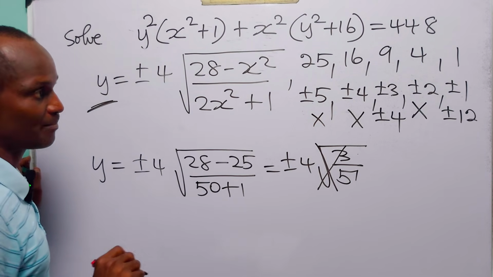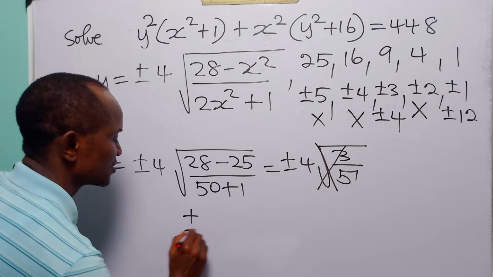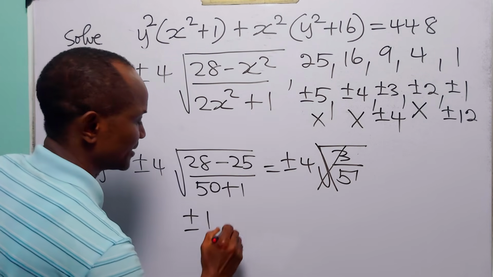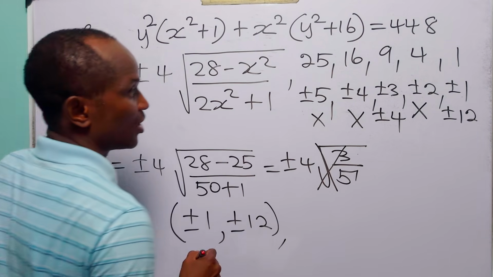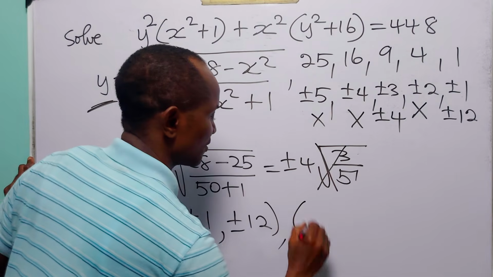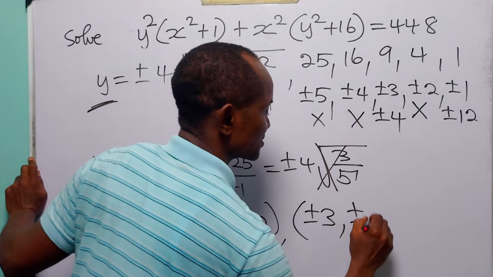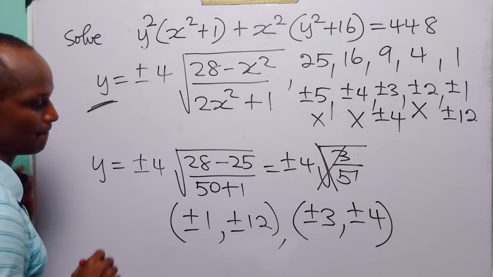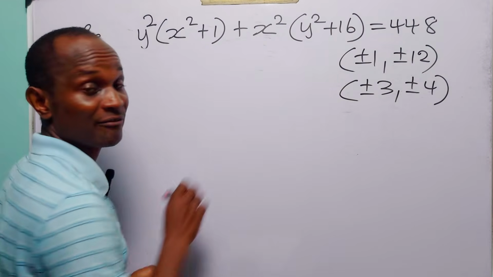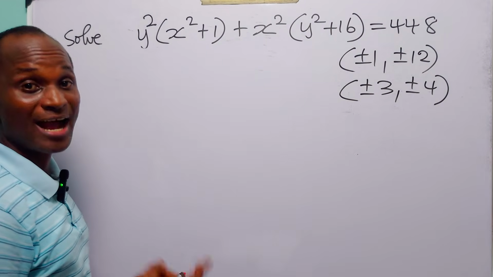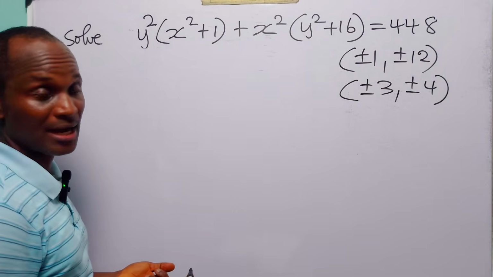So the only two cases that we have are when x is equal to plus or minus 1, y is equal to plus or minus 12, and when x is equal to plus or minus 3, y is equal to plus or minus 4. Now, of course, you know that there are 4 points here, and also there are 4 points here. So all in all, we have 8 points that satisfy this equation. Now let us check our answer.